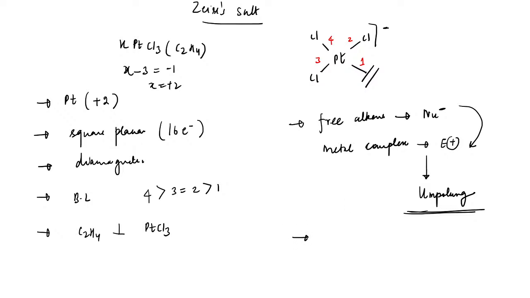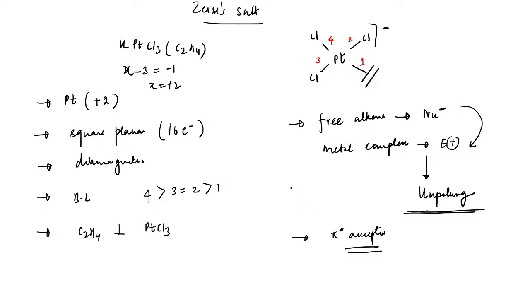And the next point: this is all about alkene. Definitely, it's a pi acceptor ligand. First it's a donor ligand, then it's a pi acceptor ligand. So this is all about your Zeise's salt.